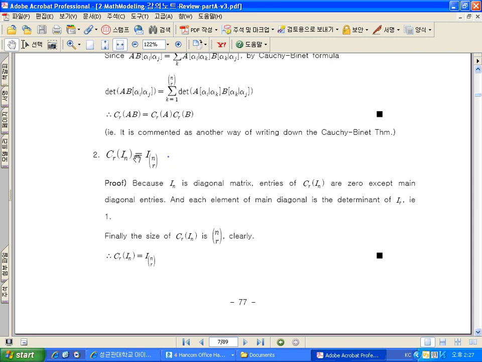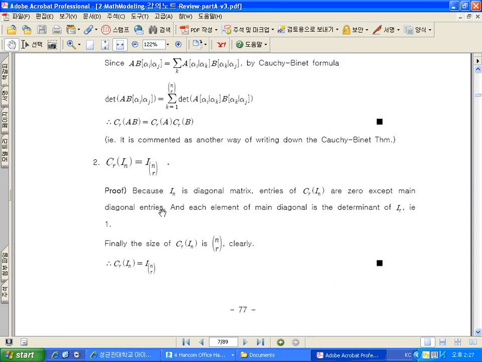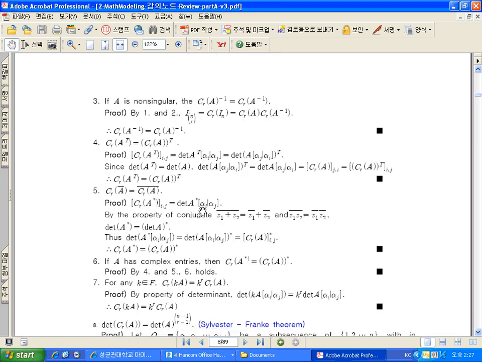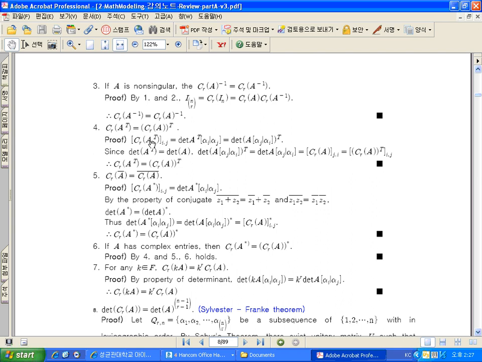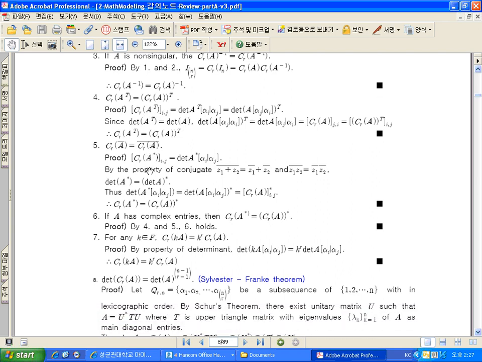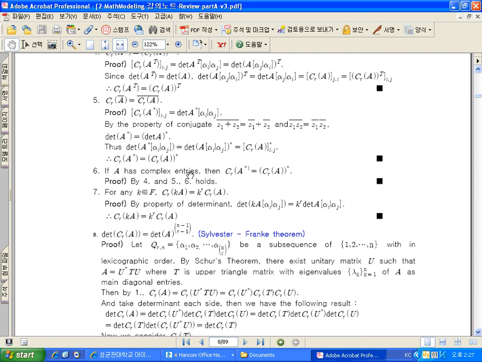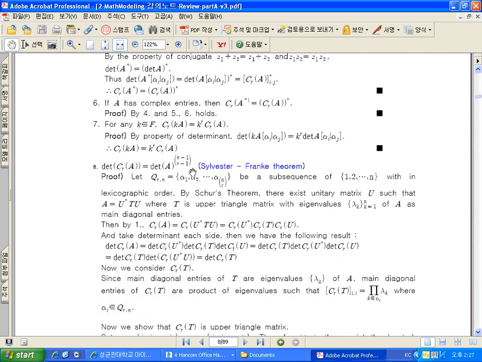Similarly, we show this relationship. All we have to do on this is just choose the off-diagonal entries. All the off-diagonal entries are 0 and the main diagonal entries are 1s. That's much easier to show. And similarly, we can show the others one at a time. And one of the important facts related to this compound matrix is the Sylvester-Franke theorem.